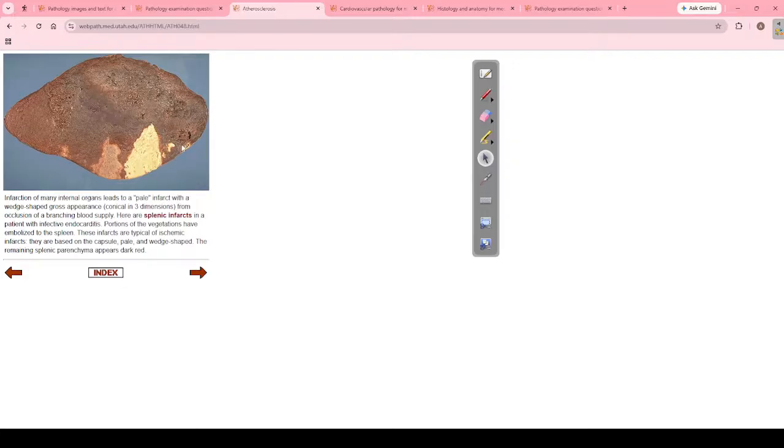This is another specimen. This is a spleen which is showing a pale infarct, which has a gross wedge-shaped appearance. Okay. There are two splenic infarcts. I think this is a pale infarct and this is another infarct. As you can see, the remaining part of the spleen is dark red.